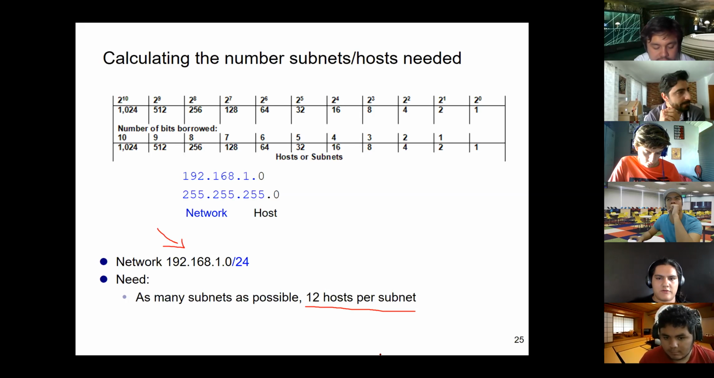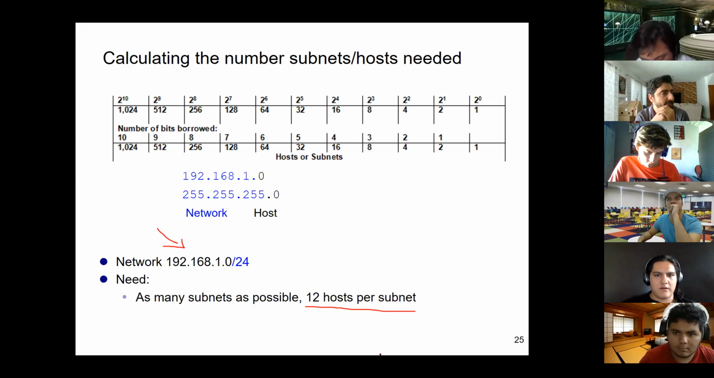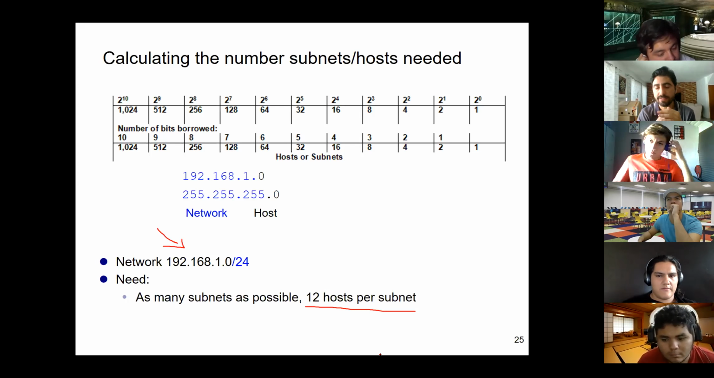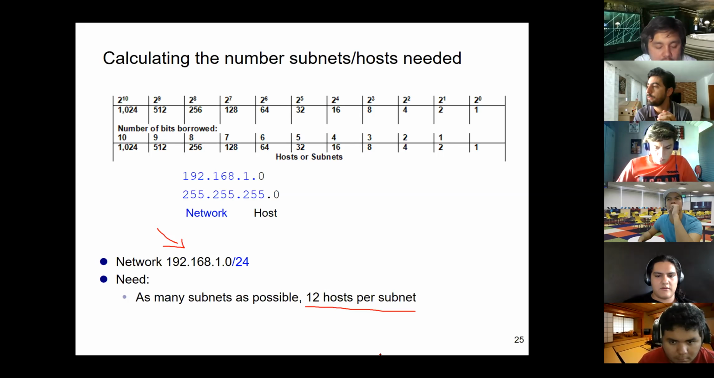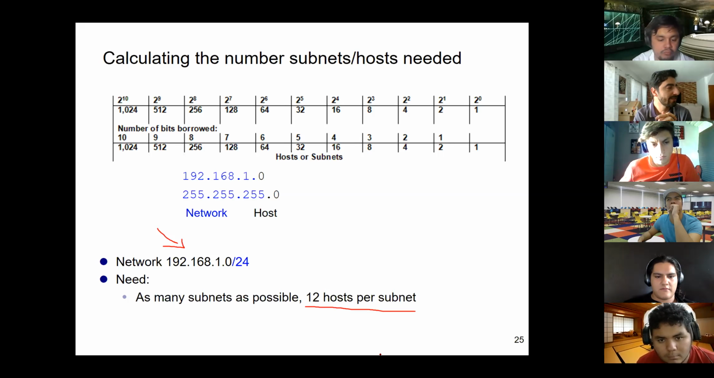We could use 3 bits for the host part, right? 3 bits. Yeah, 3. So 3 bits gives you how many hosts? It would be 15, up to 15 minus 2 would be 13. 3 bits. No, that will be 8. 2 to the power of 3 would be 8, right?